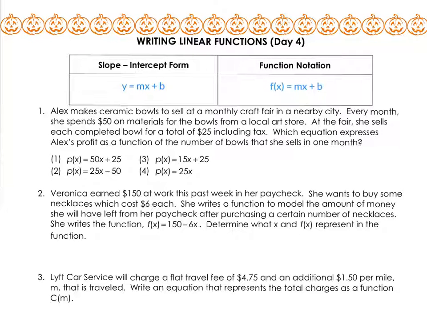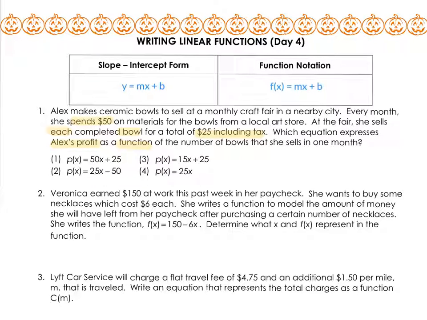So Alex makes ceramic bowls to sell at a monthly craft fair in a nearby city. Every month she spends $50 on material for the bowls from her local art store. At the fair she sells each completed bowl, so each bowl, for a total of $25 including tax. So that's how much they sell for. Which equation expresses Alex's profit as a function?